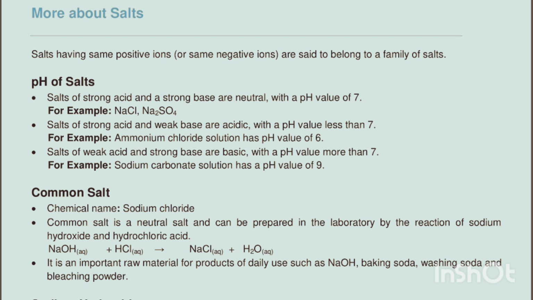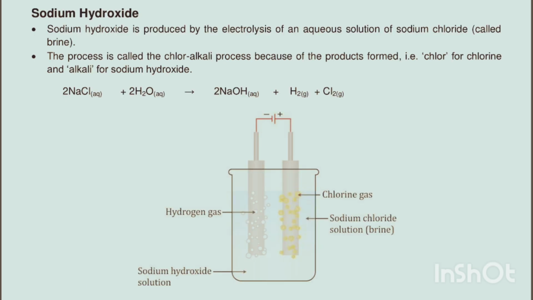Let us learn some of the details about baking soda, washing soda and bleaching powder. First of all, let us learn about sodium hydroxide. Sodium hydroxide is produced by the electrolysis of an aqueous solution of sodium chloride. It is also called brine. The process is called the chloroalkali process because of the products formed, that is chloro for chlorine and alkali for sodium hydroxide. In the exam they may ask you to write about the chloroalkali process, or one more question you may get is about brine.